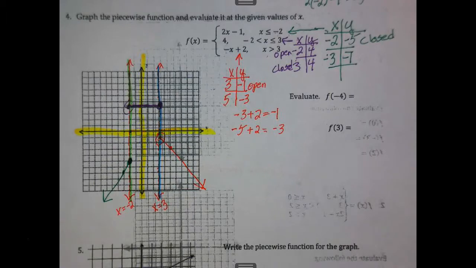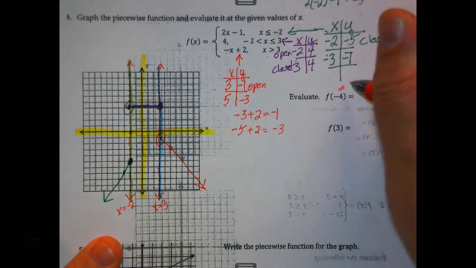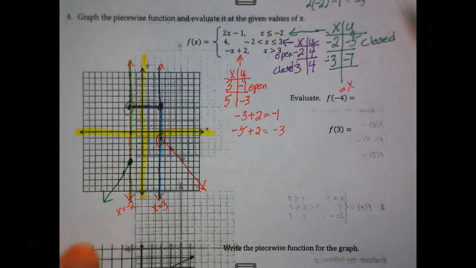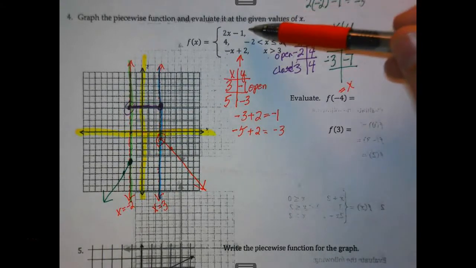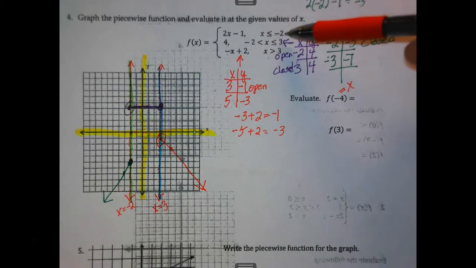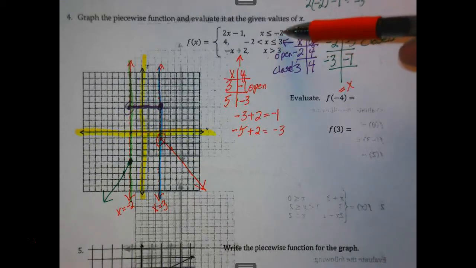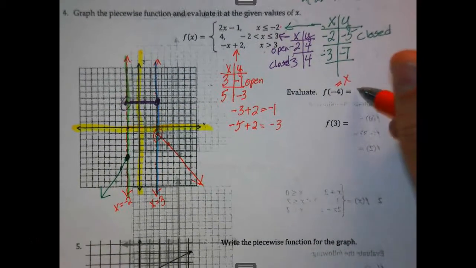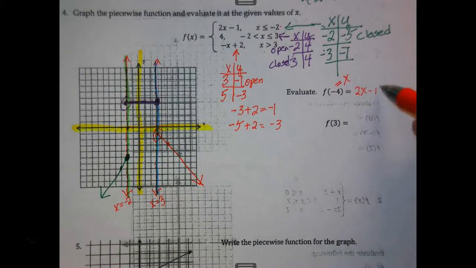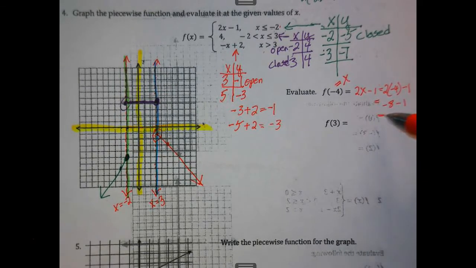All right, I have a couple of evaluations to do here. Remember, this is when my x equals negative 4. Which one of these expressions am I going to use if x equals negative 4? First, second, or third? First. So I have 2x minus 1. Plug in negative 4 for x. 2 times negative 4 minus 1. I get negative 8 minus 1, or negative 9.